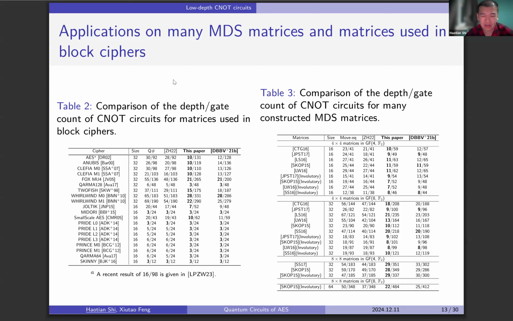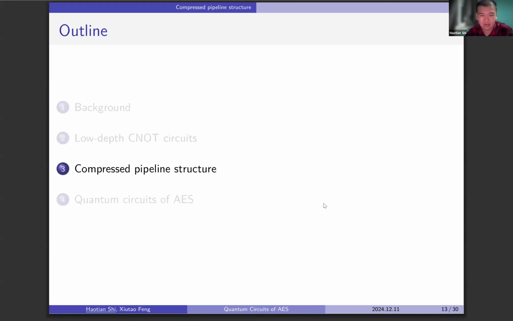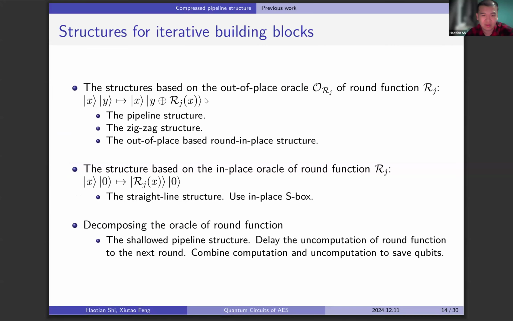We also apply our method to many MDS matrices and matrices used in block ciphers. One can see that our method can find the best results for all of these matrices. Then I will introduce our compressed pipeline structure for the quantum circuit.